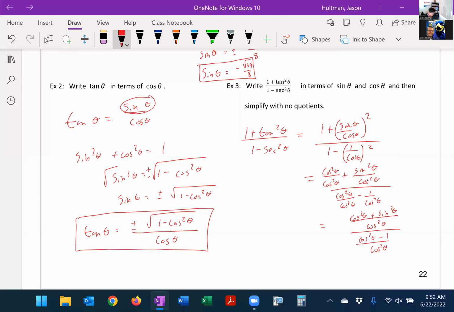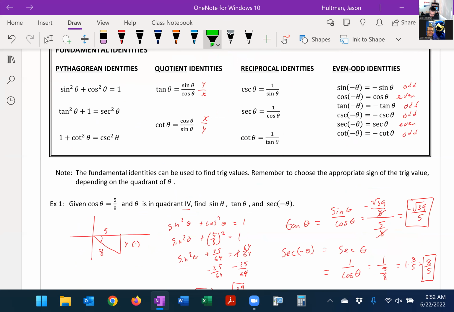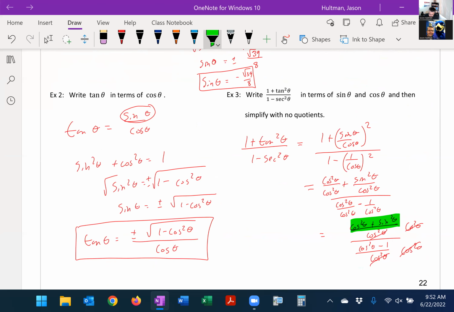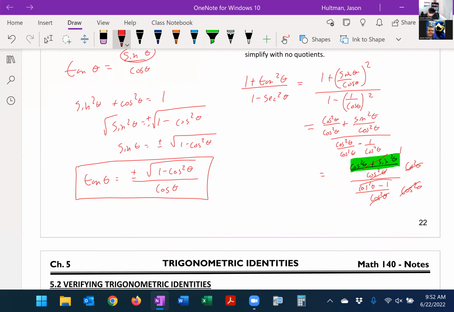If I were to multiply both top and bottom by cosine squared theta, then the cosine squared thetas will cancel out. Cosine squared theta plus sine squared theta at the top here. This just equals 1 according to my Pythagorean identity. That's sine squared plus cosine squared is equal to 1. So that's nice. That's just going to go to 1. So I end up with 1 over 1 on the top. And then what's the bottom here? Well, the bottom is just going to be 1 over, and this is cosine squared minus 1.